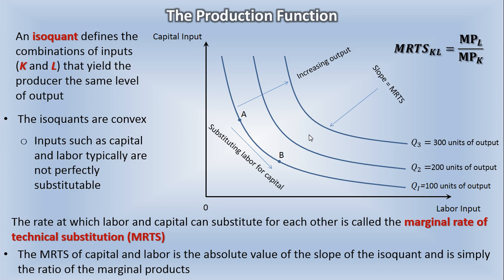The marginal rate of technical substitution of capital and labor is the absolute value of the slope of the isoquant and is simply the ratio of the marginal products. So much like for the indifference curves, the marginal rate of substitution was equal to the marginal utility of the good on the x-axis to the marginal utility of the good on the y-axis. The marginal rate of technical substitution is equal to the marginal product of the input on the x-axis, which is labor, to the marginal product of the input on the y-axis, which is capital. So the slope of the isoquants is equivalent to the ratio of the marginal products as you see here. That's the marginal rate of technical substitution.